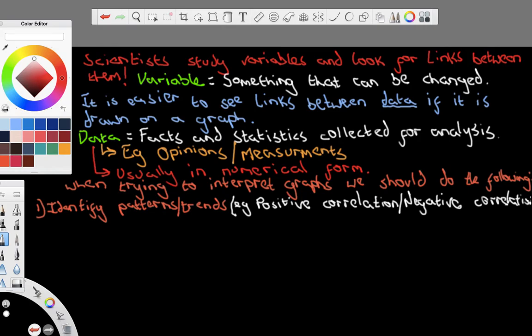I can fit it on, just about. So identifying patterns is saying whether there's a correlation or not. Okay. The second thing you should do is you should always use the axis labels.